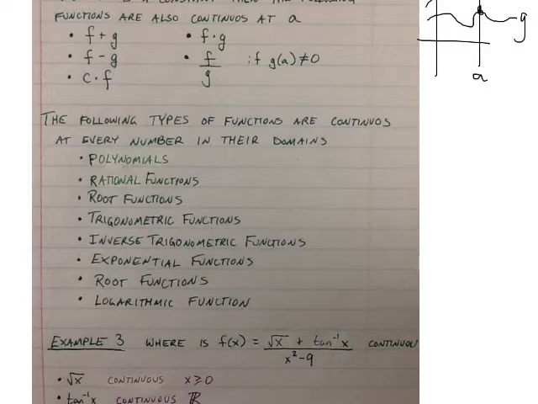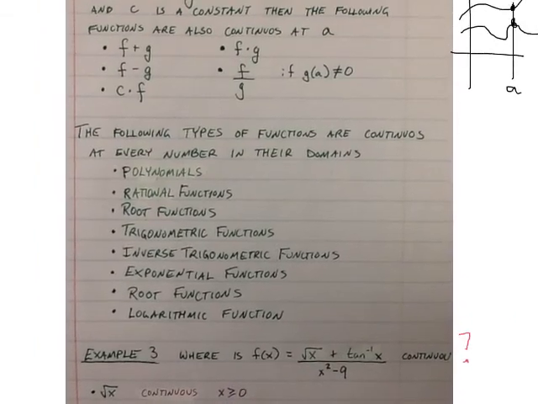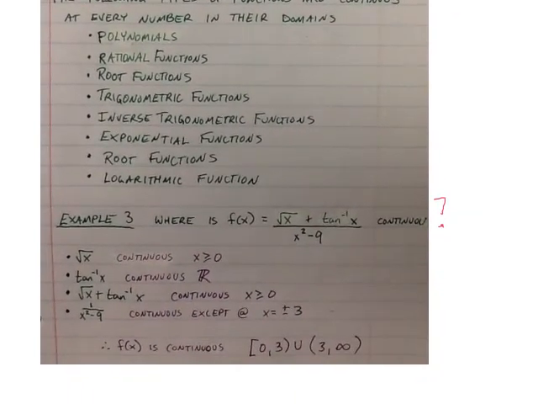So we use that for our final example, example 3, that asks us, where is f of x equals root x plus arctan x over x squared minus 9 continuous? So using our properties from above, we are going to break this down. First, we look at root x, and we know that that is continuous on x is greater than or equal to 0. So at the very least, our whole function has that continuity.